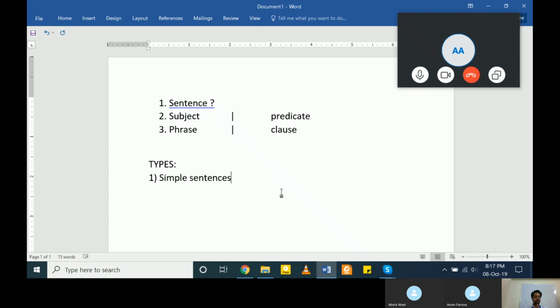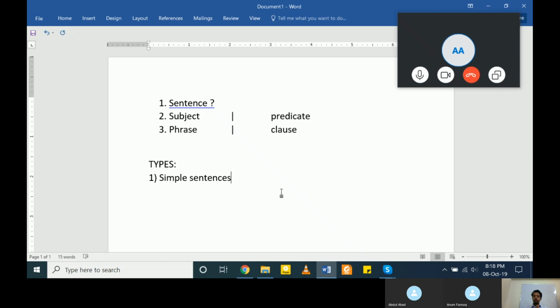Now consider this example. As you already know, clause is something that gives a complete sense, right? So he reads a book. It's an example of simple sentence. He ate food. Simple. There is a subject and a verb and a complete sense. That's it. Clear?